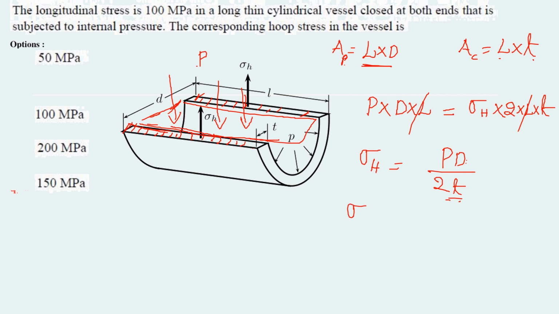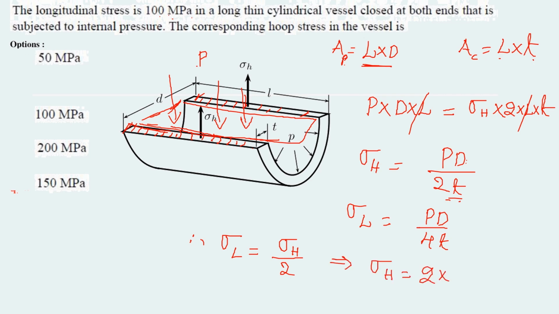Earlier we have seen that longitudinal stress is PD by 4T. Therefore, sigma L equals sigma H by 2. But here we have been given longitudinal stress, that is 100 megapascals. So sigma H equals 2 into sigma L, that is 2 into 100, so 200 megapascals. The correct answer is option C, 200 megapascals.